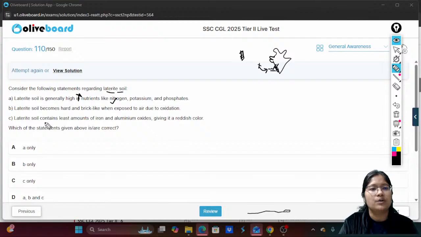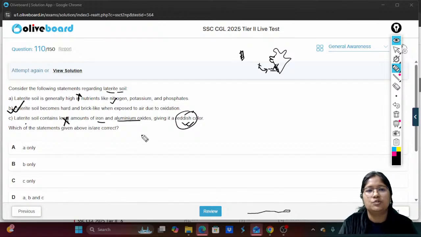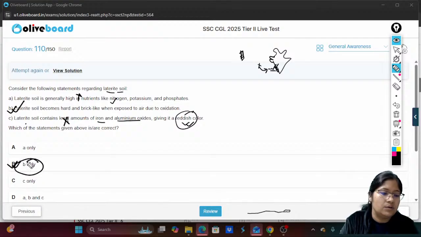Then laterite soil contains least amount of iron, aluminium oxide, giving it the reddish color. The reddish color of laterite soil is because of the iron. That is the reason why it has the reddish color. It is an ore of bauxite as well. So that is why least amount is not correct. So we have A and C not correct, but B is correct here. So that will lead us to the B option, that is B only.